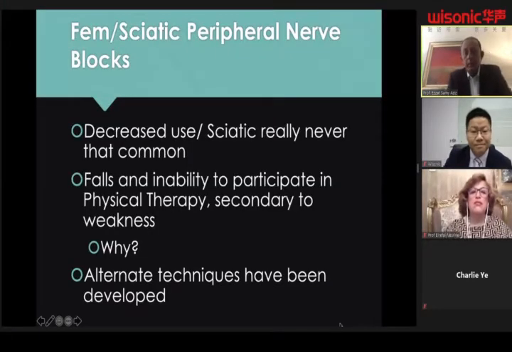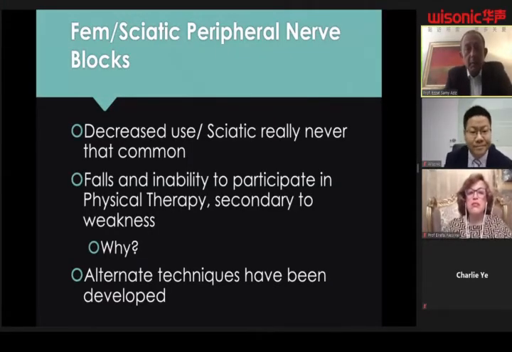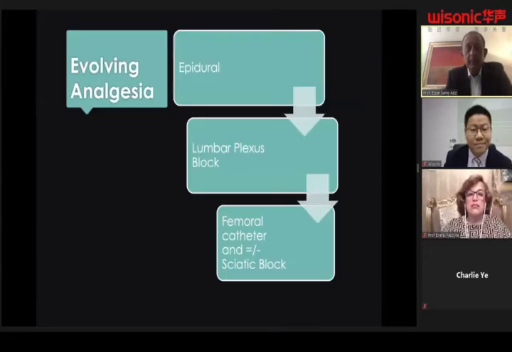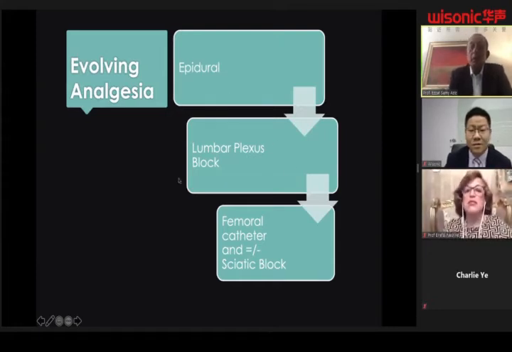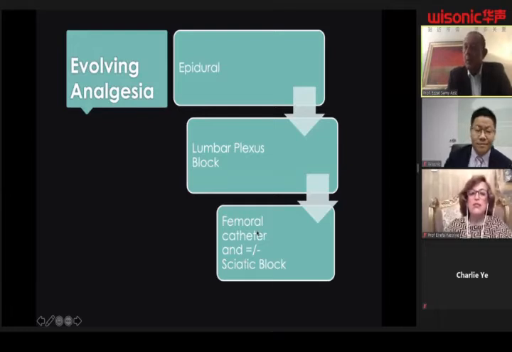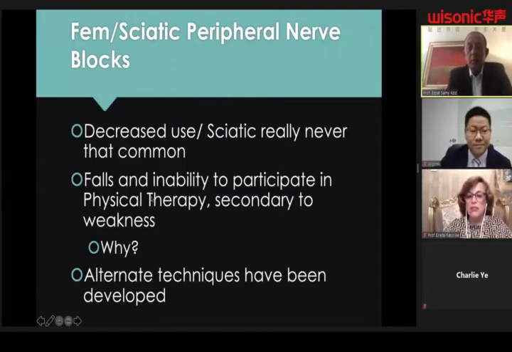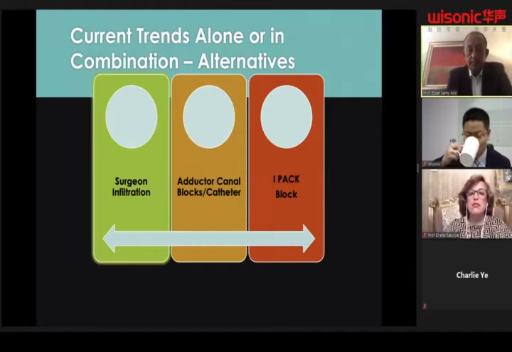Right. Okay. I think this is going back again. So as I said, evolving analgesia, you have the epidural, and then we went to lumbar plexus block, and then the femoral catheter or sciatic nerve block. But as I said, this is not what we want. So the current trend now is the adductor canal block, all right?